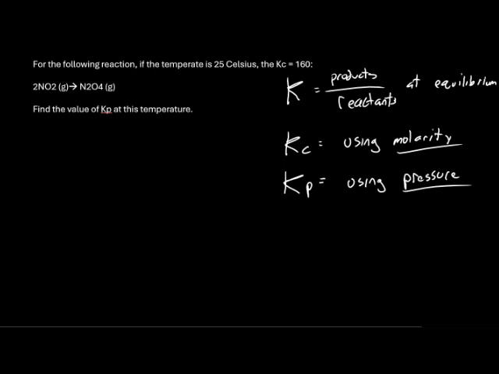Sometimes it helps to be able to go between Kc and Kp, depending on whether we'll be using molarity or pressure. In this problem, we are given the Kc, but we are looking for the Kp. The equation we use to go between them is that Kp is equal to Kc times (R times T) raised to the delta N.